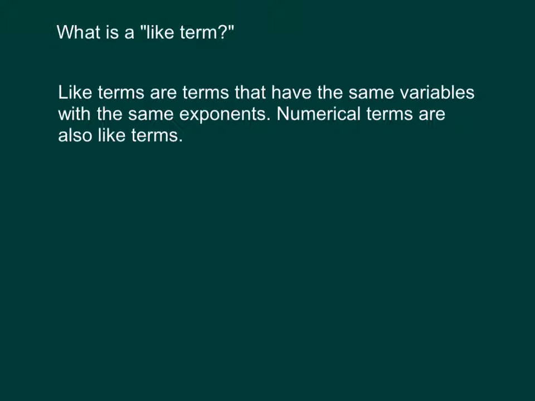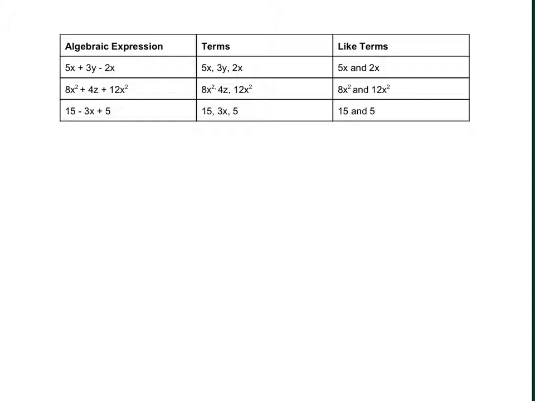So first of all, we need to discuss what is a like term. Like terms are terms within an expression that have the same variables with the same exponents. Numerical terms or number terms are also like terms. I'm going to show you a chart. Here it is. Hopefully that will make a little bit more sense. I would probably copy this down in your notebook. Maybe not all three examples. You definitely could, but you don't have to.